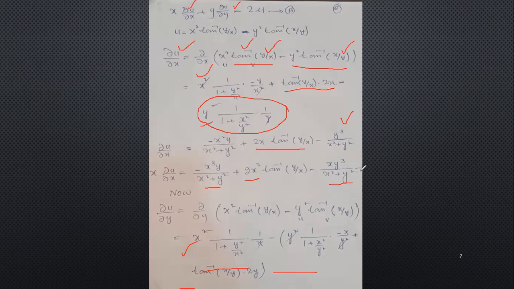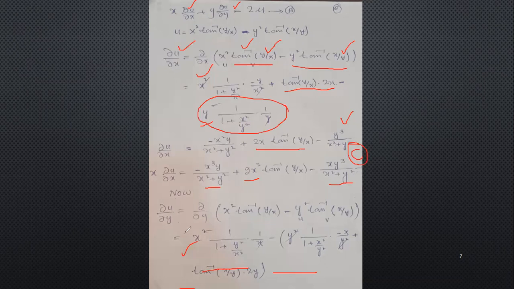So say this is equation number B, and this term is equation number, say C.